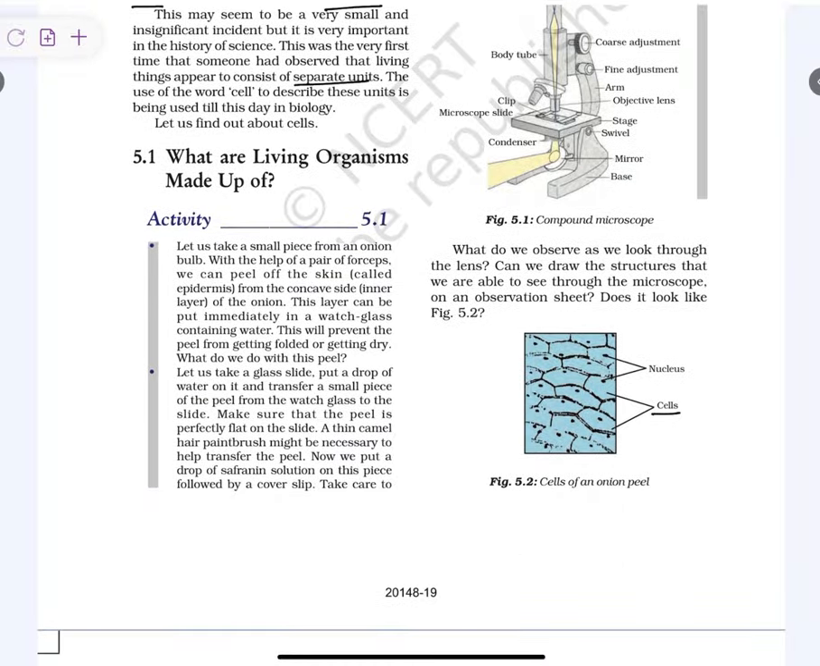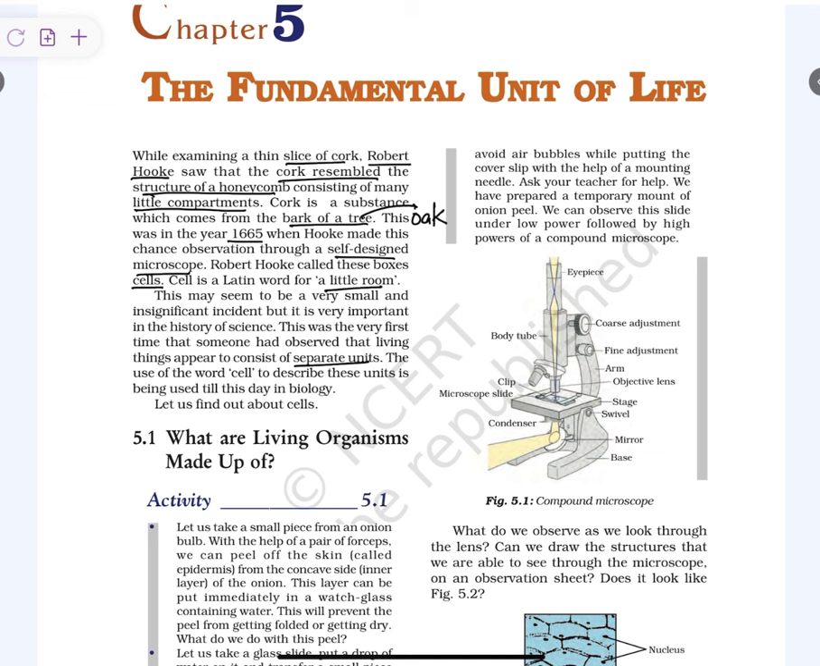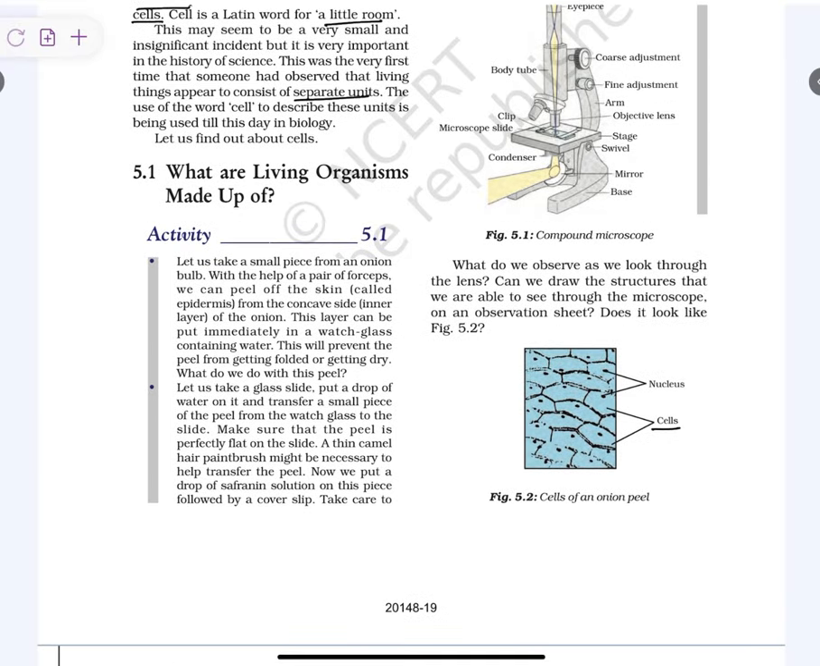Now, what are living organisms made up of? To understand this, there is activity 5.1, in which we need to prepare a temporary mount of onion peel and then observe it under a compound microscope. So we will see this kind of structure. We can see that these small compartments are the cells, and the dot-like structure inside is the nucleus, which we will study in a further chapter.